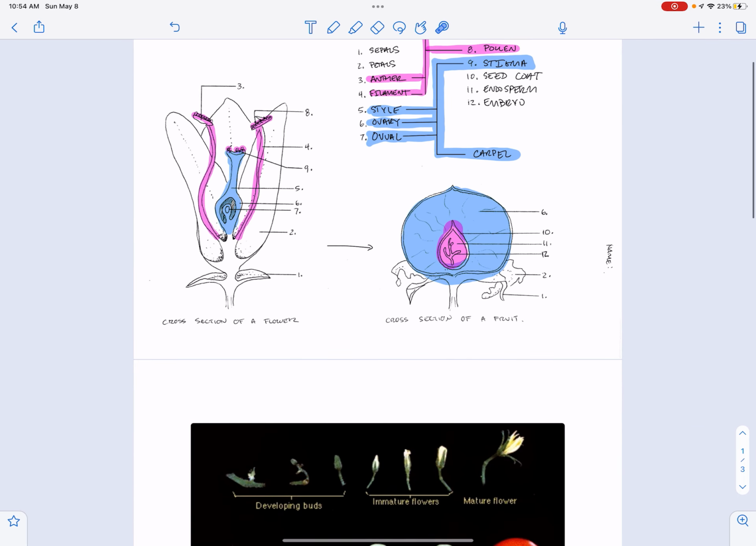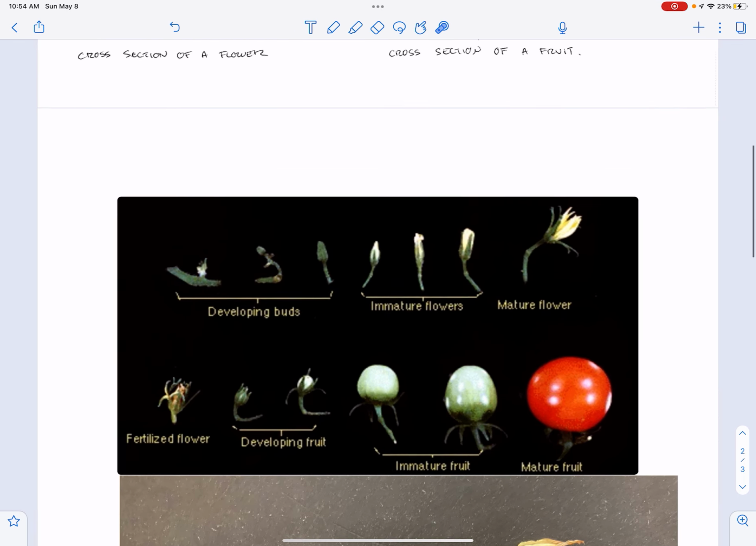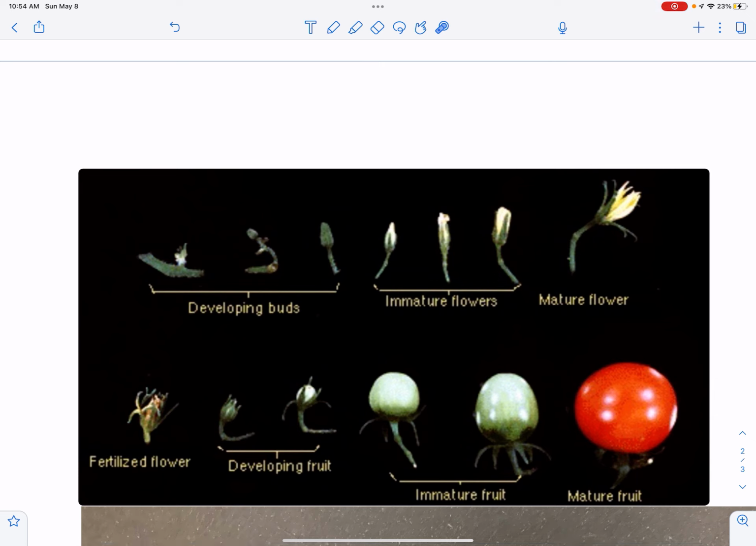Okay, so you can see here the progression of a flower that will become a tomato. First, the bud develops, and then we see the sepals around the immature flower that are going to open up and just expose the flower. After the flower is fertilized, the ovary will start to swell as the seeds develop in here, and then we have a mature fruit.